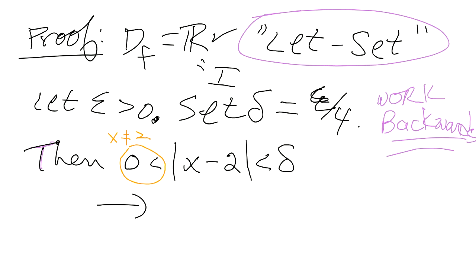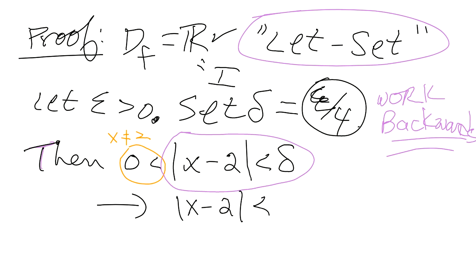But the reality is we can use our scratch work on the right side, and we can just go from here. So since we have that chain inequality, this implies the absolute value of x minus 2 is less than, now we know we set delta equal to epsilon over 4, so we're just going to put that in right here.